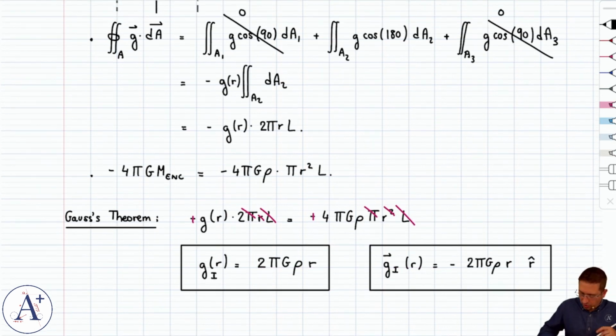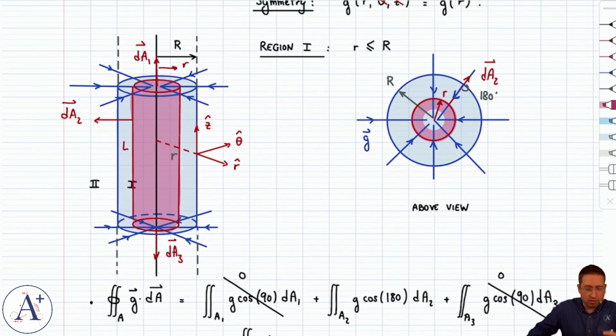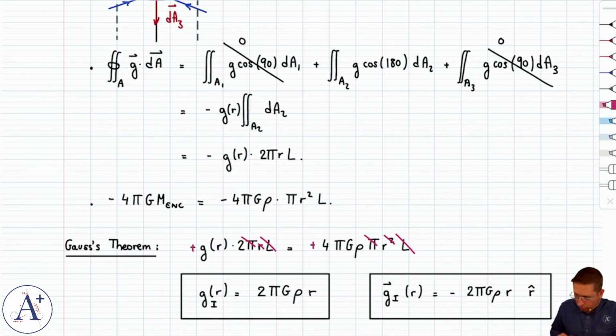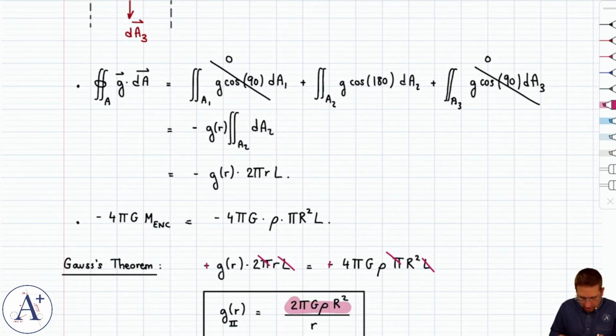Quick comment on G1. G1 is actually proportional to little r, which is the radius of your Gaussian cylinder. That makes sense. If you make this Gaussian cylinder bigger, not so big that it enters region 2, just bigger within region 1, you enclose more mass. Mass creates gravitational field. So that means G goes up in magnitude. Therefore, we have G directly proportional to the radius r of our Gaussian cylinder. However, in region 2, it's no longer the case. It's actually the case that you get a constant value here divided by r. So now g2 decreases just like 1 over r.